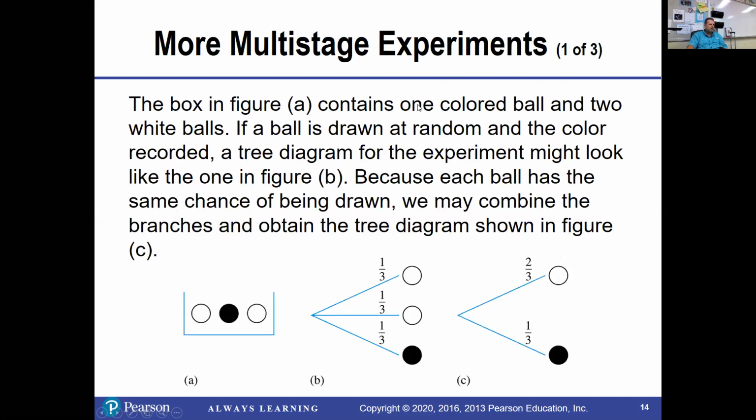All right, more multi-stage experiments. So here you have 3 balls, 2 are white, 1 is black. If you're drawing one at random, you've got a 1/3 chance of getting this white ball, 1/3 chance of getting this white ball, and 1/3 chance of getting the black. That being said, wouldn't you have a 2/3 chance of getting a white and a 1/3 chance of getting a black?